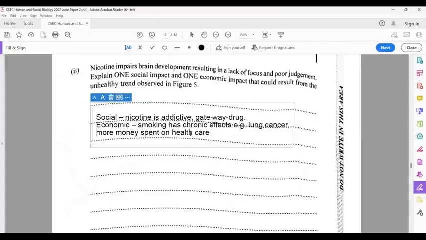Economically, smoking has chronic effects like lung cancer. Lung cancer costs money. When you go to public health, if public health is free, it costs money. Means the government, the taxpayers are paying for the treatment of that person. In private health, it means a private citizen is paying for treatment of lung cancer, which smoking does cause.